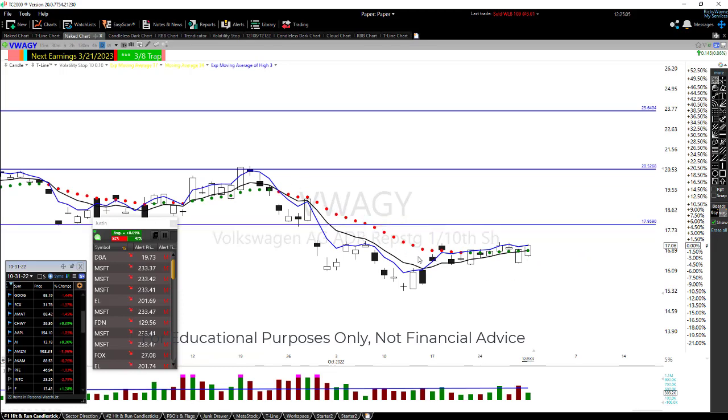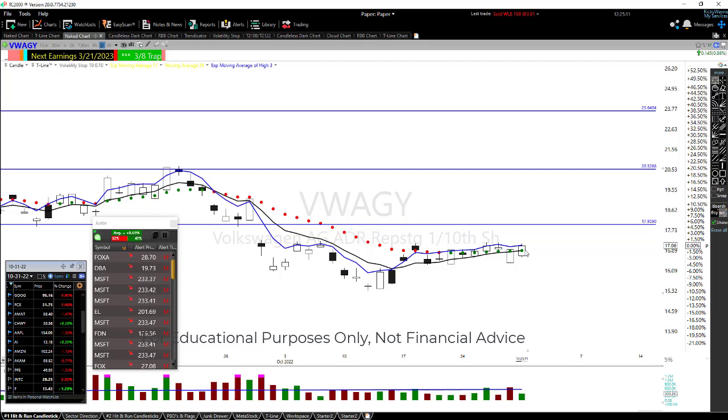Downtrend, you can see that by the red dots. Uptrend, you can see that by the green dots. You can see that we're a 3/8 trap. It's that simple. And the scanner can pull that up, anything you set it up for. You just set it up for what you like.